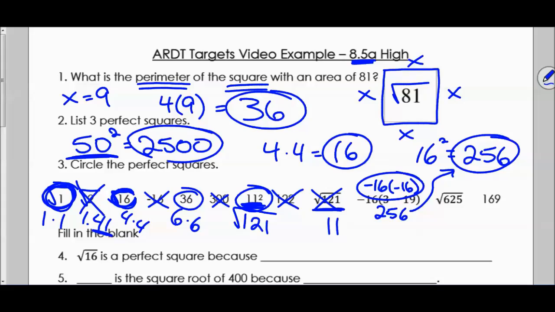The square root of 625 is 25. So we're not looking at 625, we're really looking at 25. Is that a perfect square? When we do the square root of that, we get the number 5. That means that is a perfect square. Last one, same thing, square root of 169, that would give us 13. That's another perfect square.